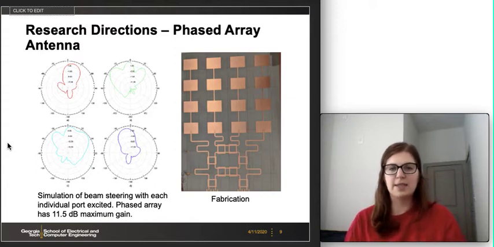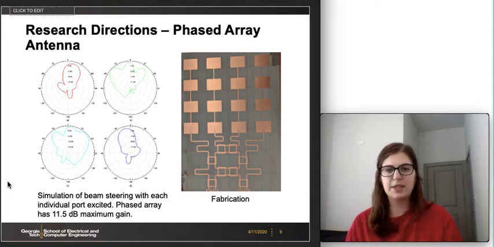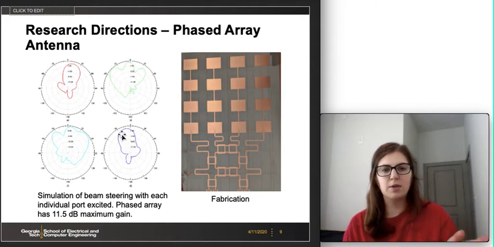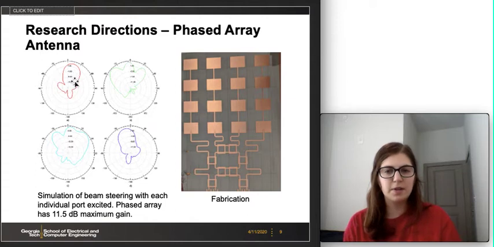Continuing on with that design, we have the simulation of the beam steering with this antenna. So this is looking at one board. Starting here, we have the lobe going to the left, and then going to left center, and then going to right center, and then going to right when it's fed with each of the different ports one at a time, to show you that beam steering is successful with this design. And then this is the fabrication of the phased array antenna.